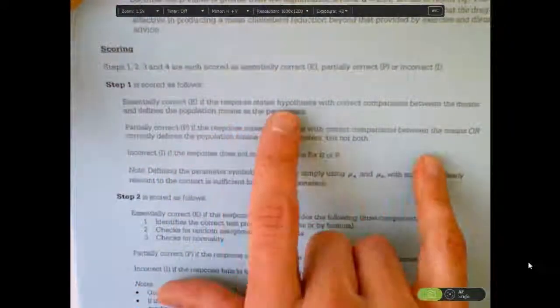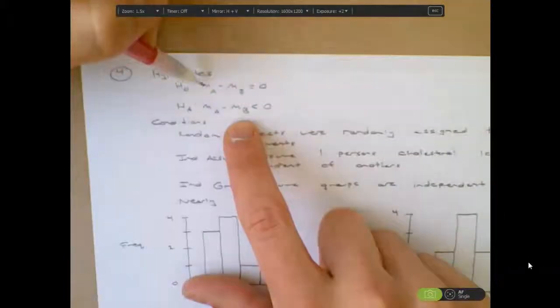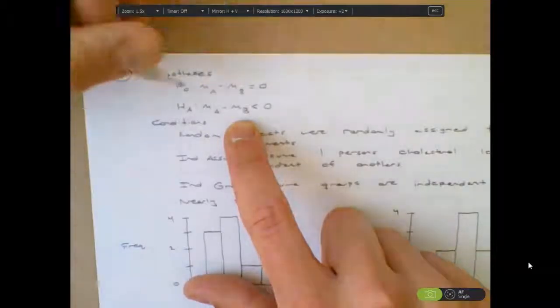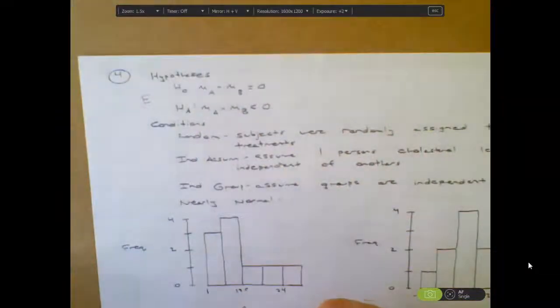That would also earn essentially correct. Okay, as far as scoring that goes, it's essentially correct if you state your hypotheses with the correct comparisons and you define the parameters. Defining the parameters, you don't need to do sentences like they do in the rubric. This is sufficient and it states that in there. So that's going to earn me essentially correct for section 1.